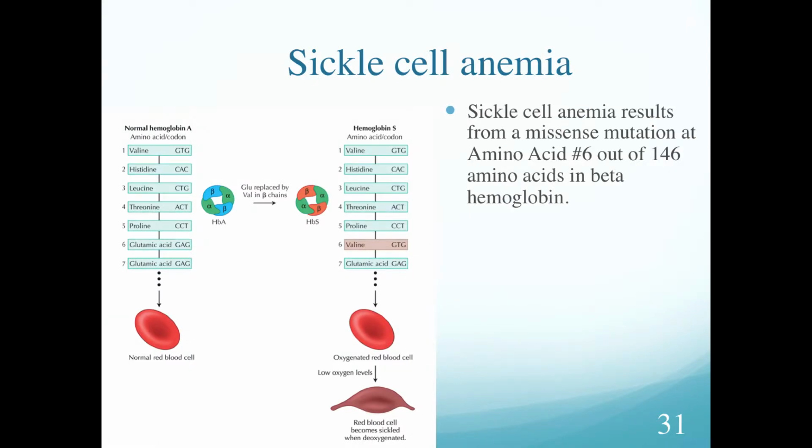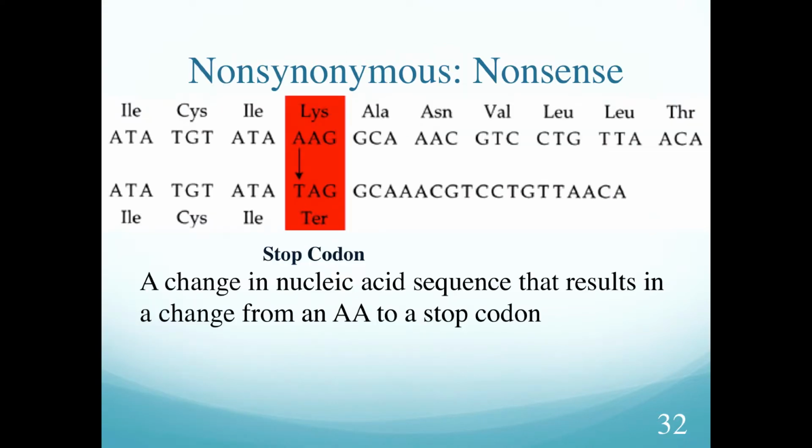And sickle cell anemia is an example of a non-synonymous change from glutamic acid to valine, as we've already talked about. It's a missense mutation, a non-synonymous change at amino acid number 6 out of 146 amino acids in beta hemoglobin. Finally, we could get a mutation that changes lysine, in this example, to a stop codon from AAG to TAG, at which point it would stop reading the rest of the reading frame and basically lead us to a very shortened protein. This is what we call a nonsense mutation.